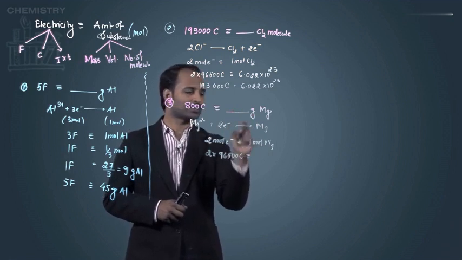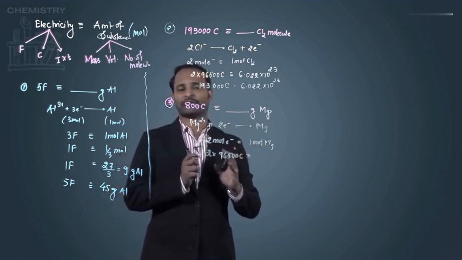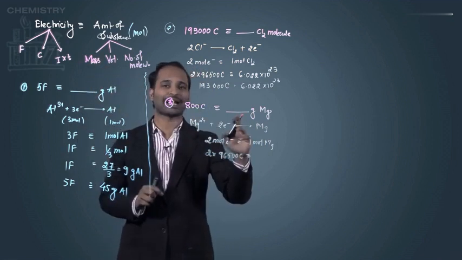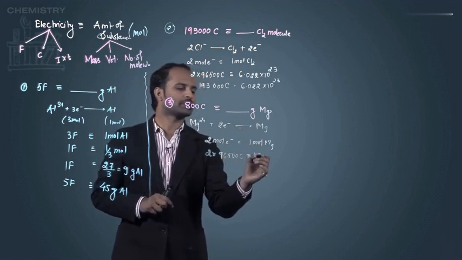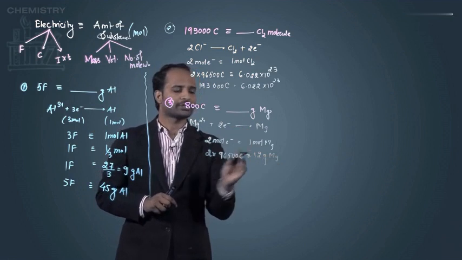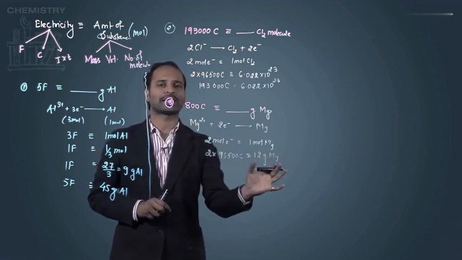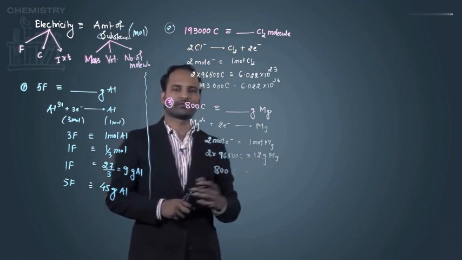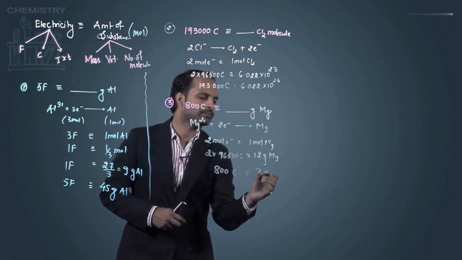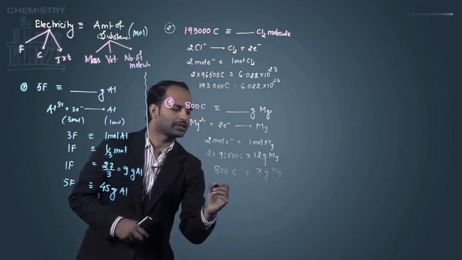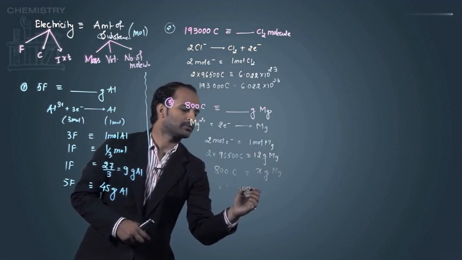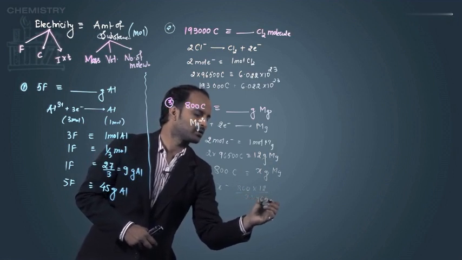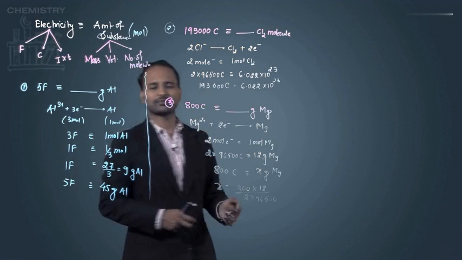Here I want the mass of magnesium. Depending on what quantity is asked, we convert the mole into either mass, volume, or number of molecules. So here grams are asked, so convert magnesium into grams. That is 12 grams of magnesium. So if I pass so many coulombs of electricity, then 12 grams of magnesium is formed. If I'm passing 800 coulombs, then how much magnesium will form? Say x grams. So x is equal to 800 into 12 upon 2 into 96,500. After solving, you will get the answer in grams of magnesium.